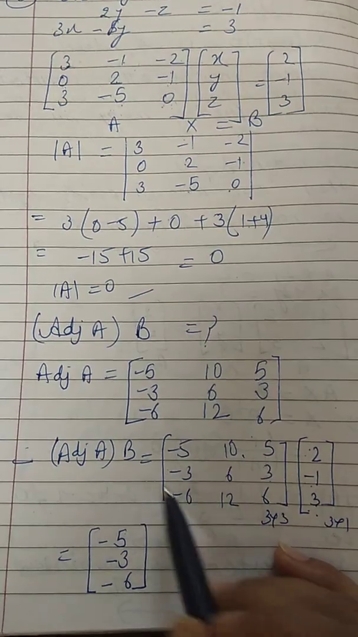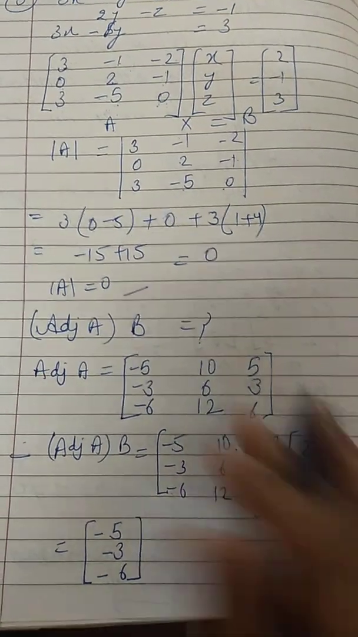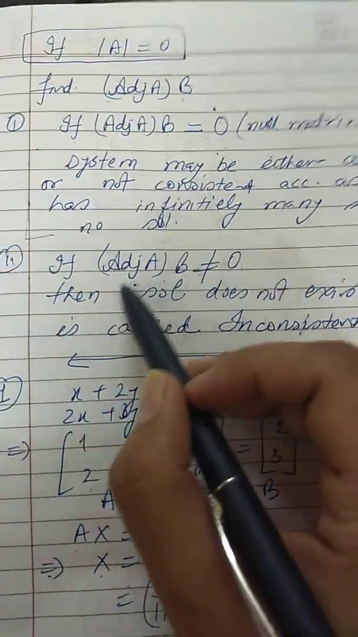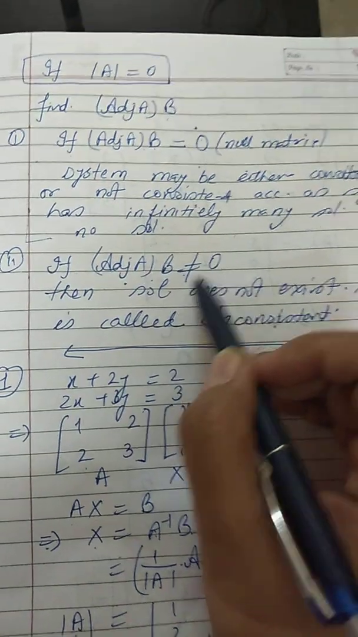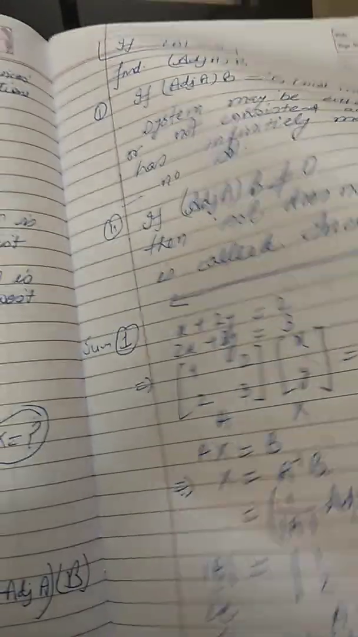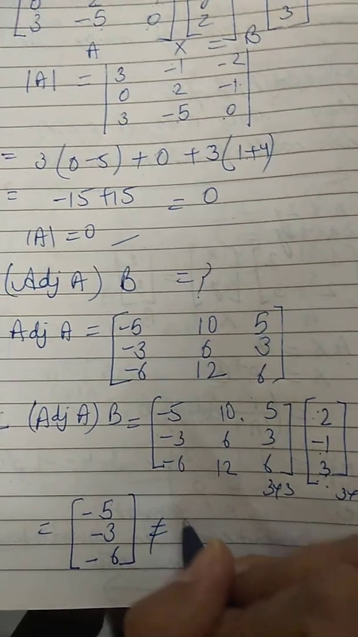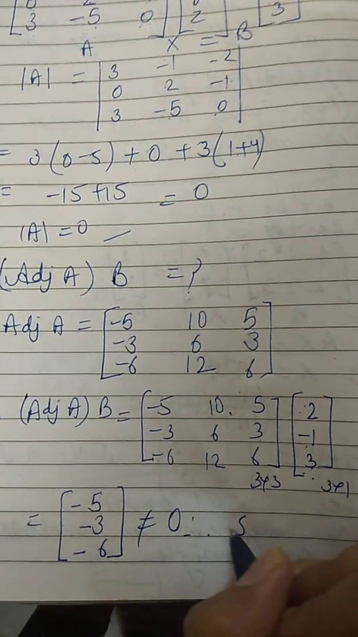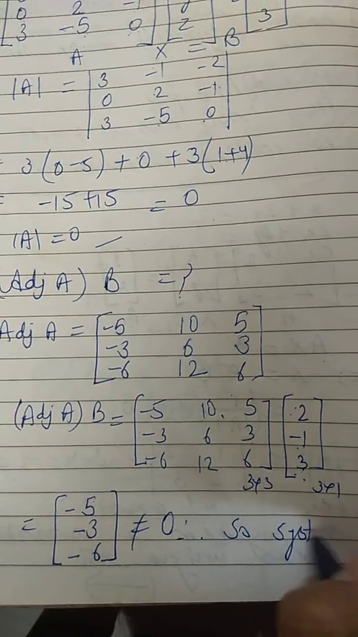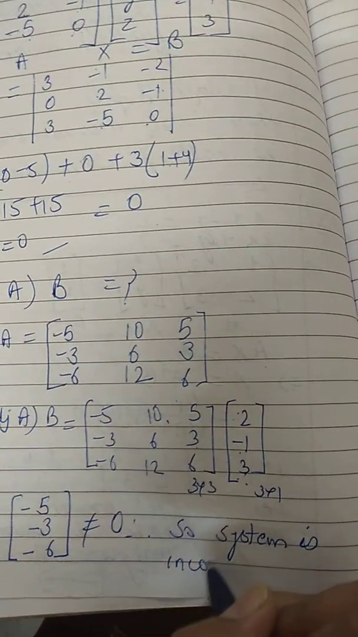Right? So what is happening here? It is not becoming equal to the null matrix. And if you remember, here we have written: if adjoint A into B is not equal to the null matrix, the solution does not exist and the system is called inconsistent. Here, if you notice what has come, it is not equal to the null matrix, so the system is inconsistent. We will say the system is inconsistent.